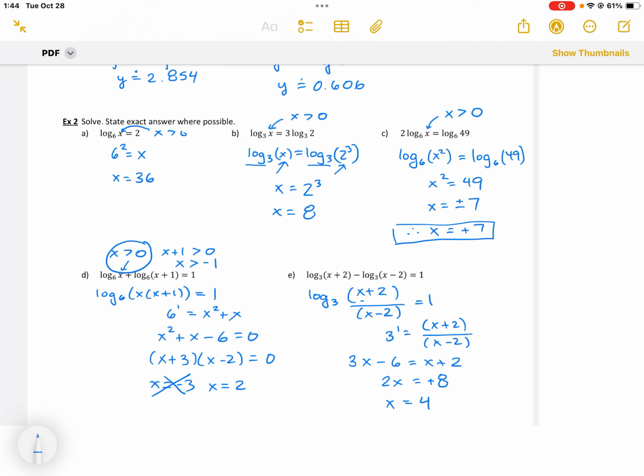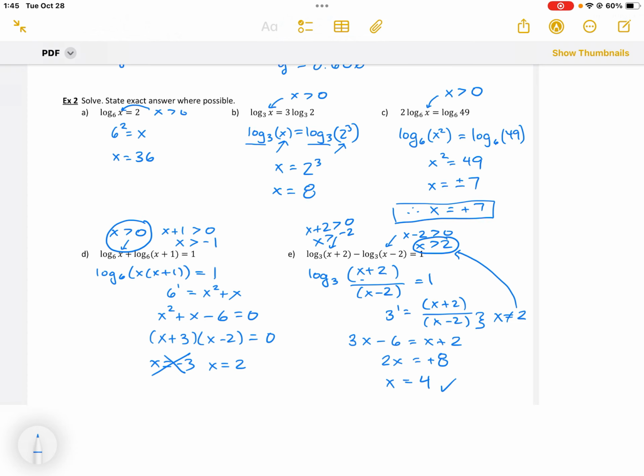When I go back to my restrictions, I notice from my first argument that x plus 2 has to be greater than 0. So x has to be greater than minus 2. From my second argument, I know that x minus 2 has to be greater than 0. So really x actually has to be greater than 2. That is my dominating restriction. I can also see that from my rational function here that x can't equal 2, which is also incorporated with this one restriction. So x equals 4 is a valid answer, satisfies all of my restrictions.